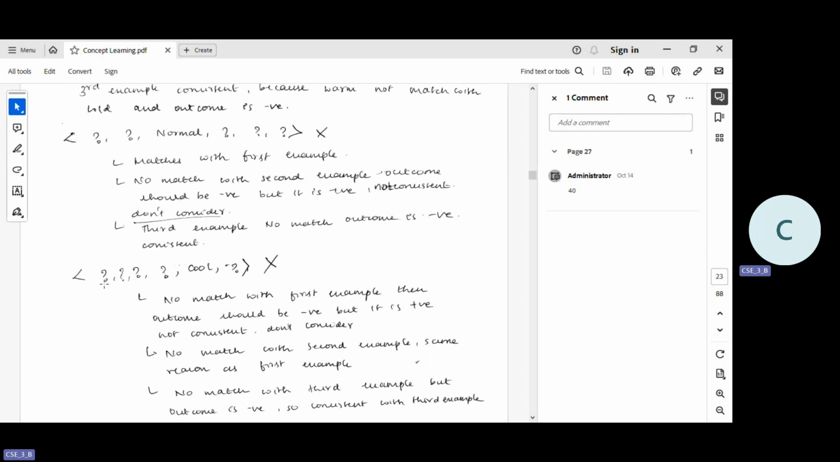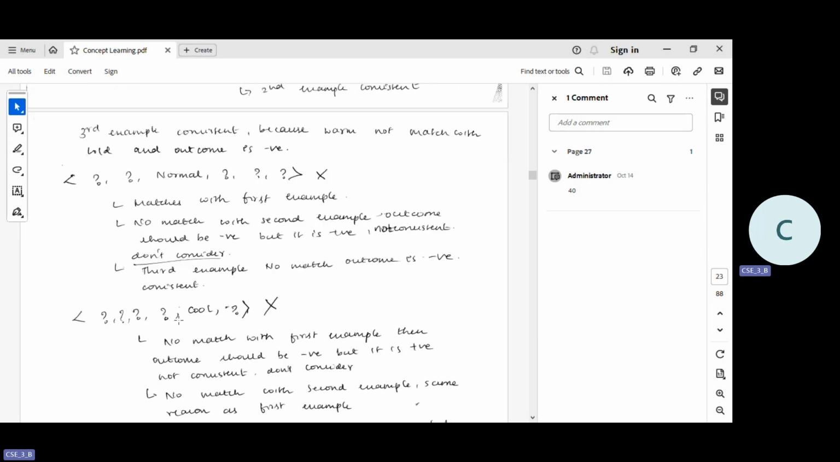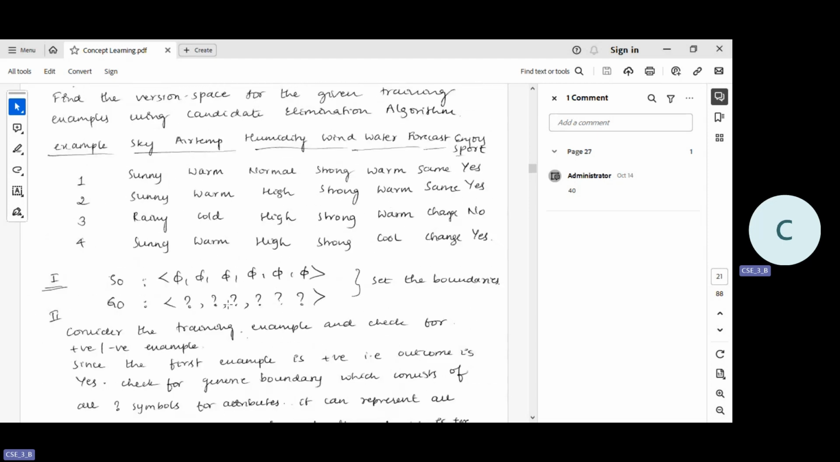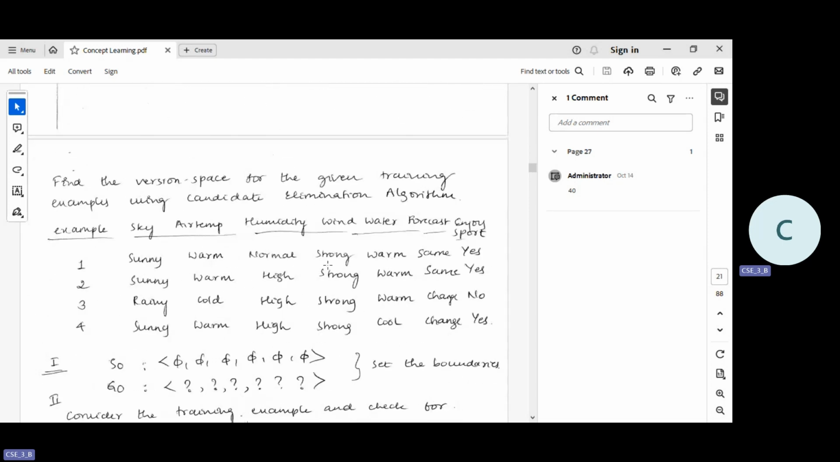So now similarly, we can go with another case, that is all the question marks, and then another attribute value cool, and then question mark. So we can go to the data set with the training examples. Now we go to the first example. We can see here, in this case, what happens? We have not considered the attribute value, because all are the same. So we are considering this particular question mark.